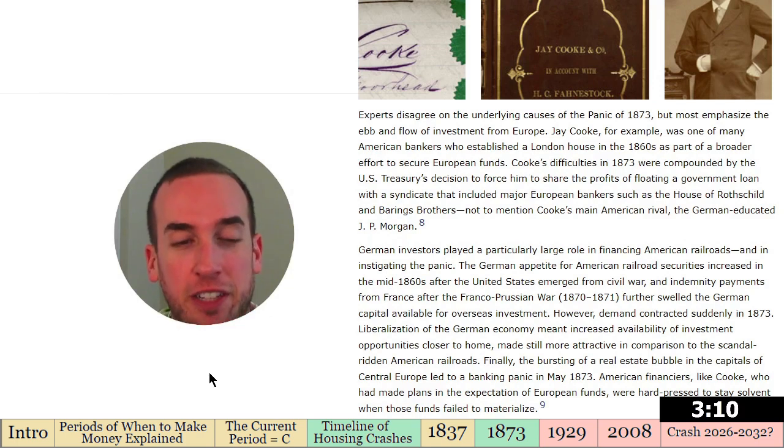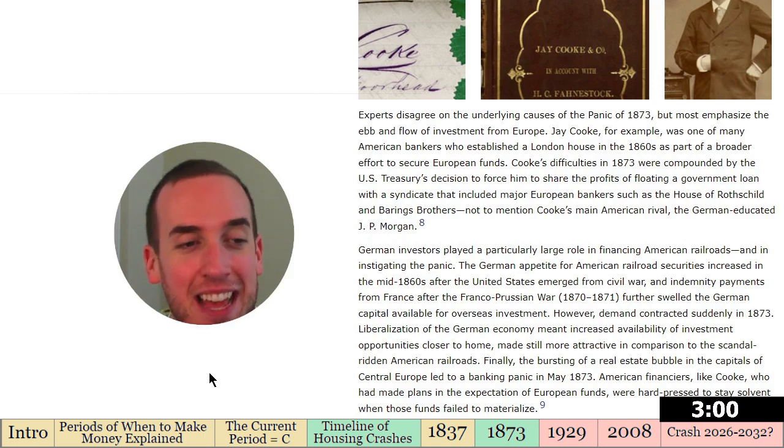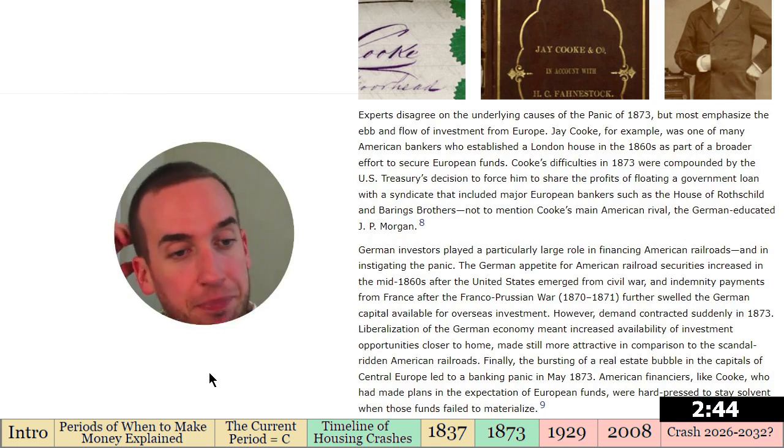German investors played a particularly large role in financing American railroads and in instigating the panic. The German appetite for American railroad securities increased in the mid-1860s after the United States emerged from civil war, and indemnity payments from France after the Franco-Prussian War further swelled the German capital available for overseas investment.